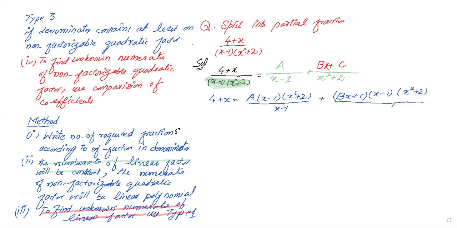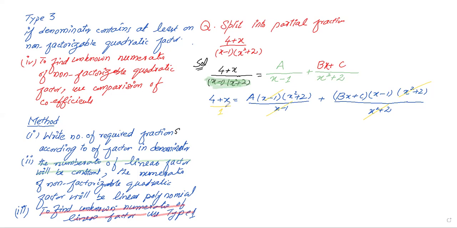So I must have x squared plus 2. If all the factors are cancelled with the denominators, this means your steps are correct. X minus 1 is cancelled with the x minus 1. X squared plus 2 is cancelled with the x squared plus 2. And on the left-hand side, you have a simple denominator 1. So all the denominators you have removed.